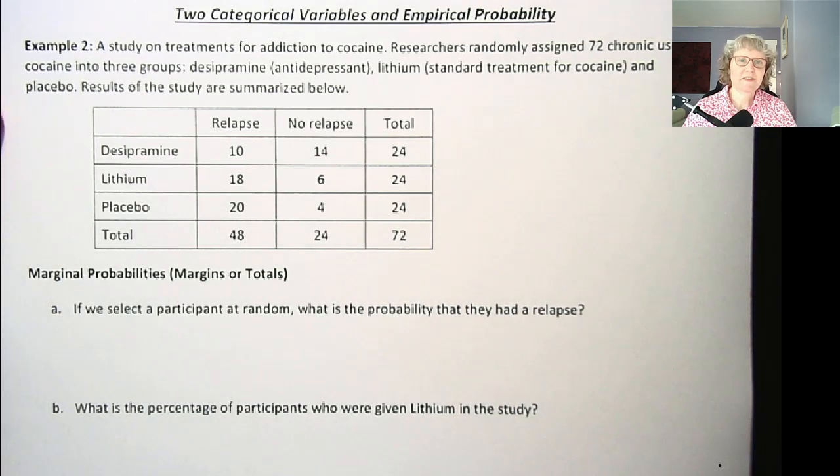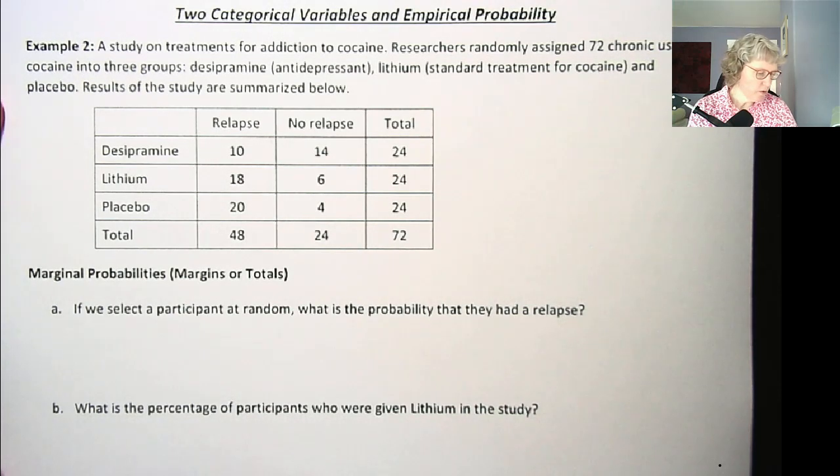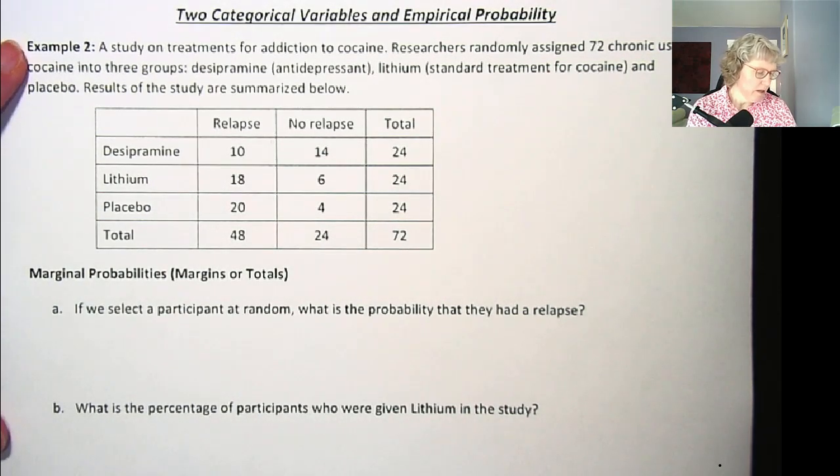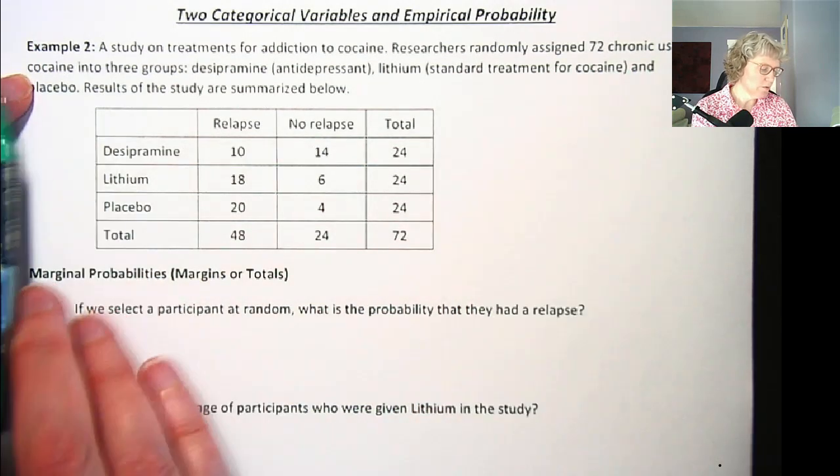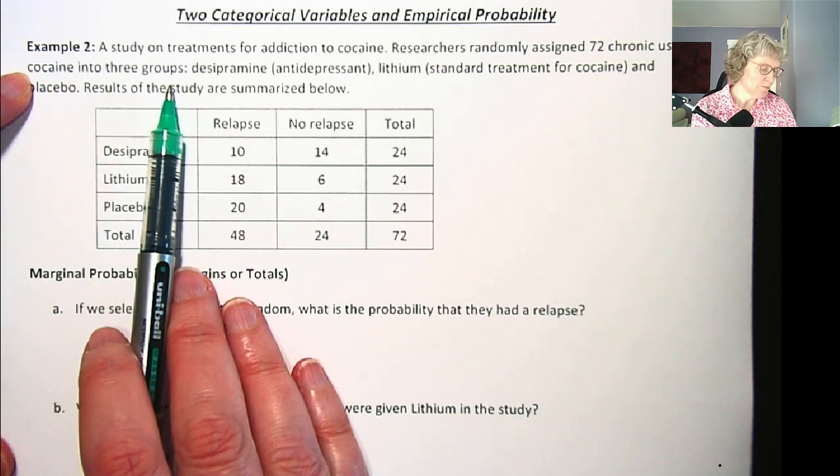Hi again. In this video, we're going to keep going with categorical variables, but now we're going to look at two categorical variables and continue with probability as well. Okay, so we have an example here, a study on treatments for addiction to cocaine. And in this study, researchers randomly assigned 72 chronic users of cocaine into three groups.